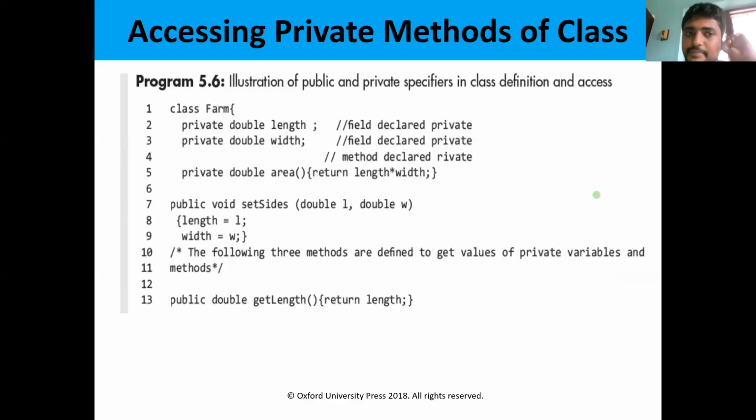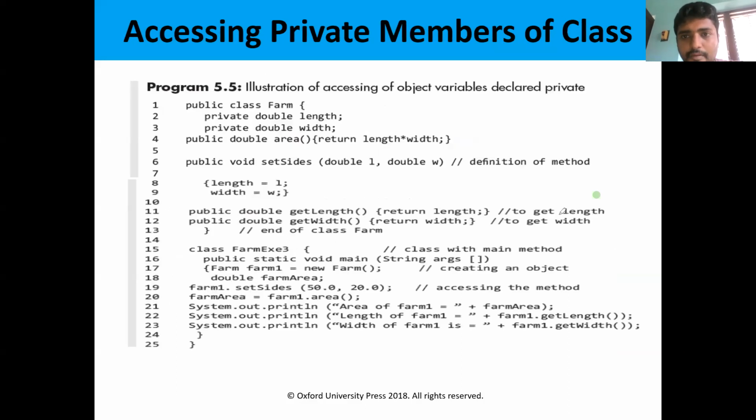Next important concept is accessing the private members of a class. So how can you access the private members of a class? If you declare the variable or method as private, it can be accessed only within that class. Outside the class, these members are not visible.